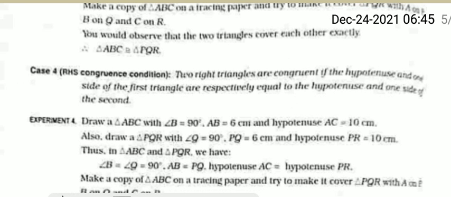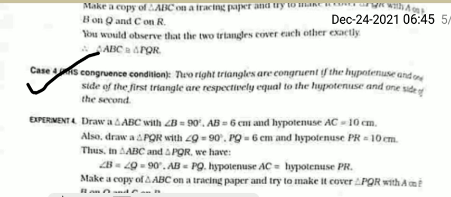Now the last one is the RHS Congruence Condition. In RHS, R means right angle, H means hypotenuse, S means side. So two right triangles are congruent if the hypotenuse and one side of the first triangle are respectively equal to the hypotenuse and one side of the second one.